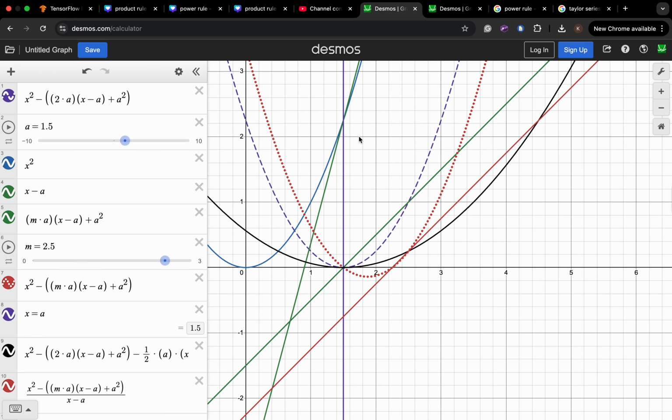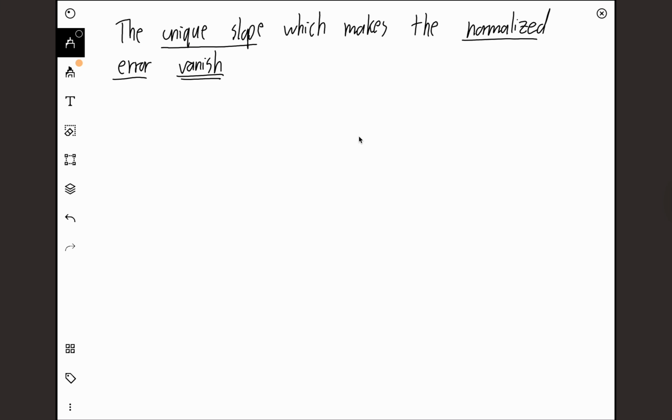And basically, what I want to say is that we can represent or define the derivative as the unique slope which makes the normalized error vanish. So first of all, before I explain what that means, how do we even normally think about a derivative?